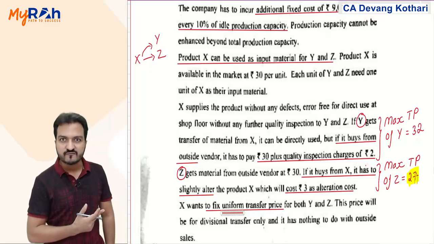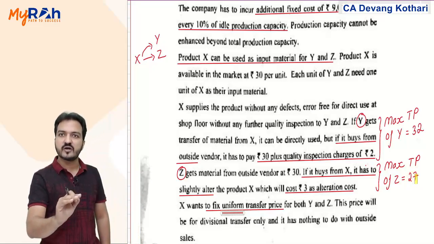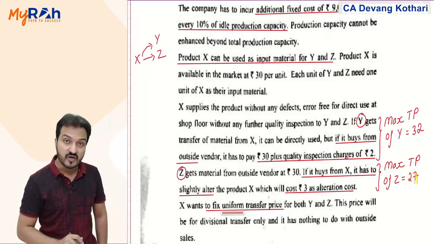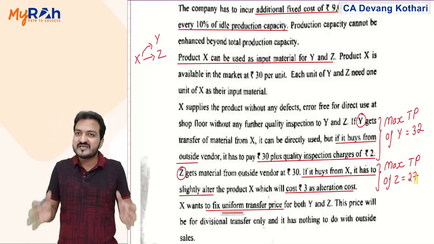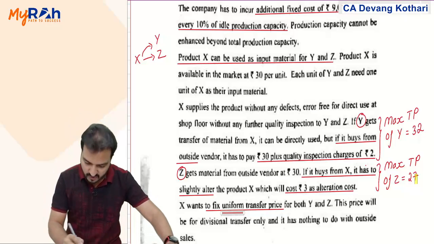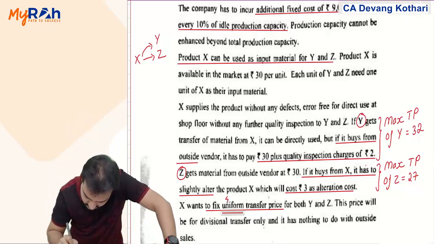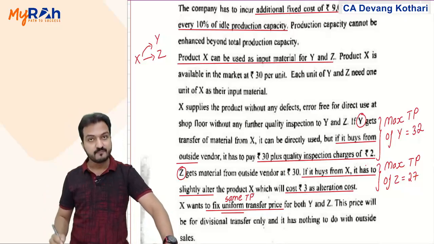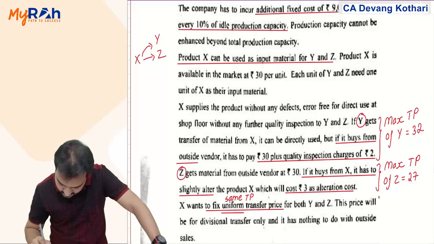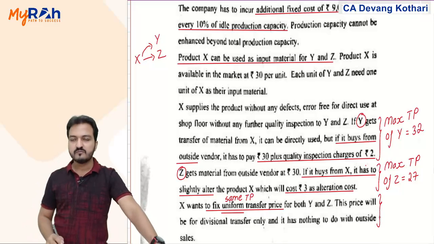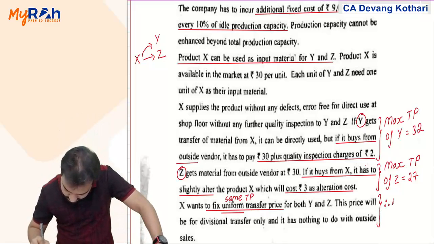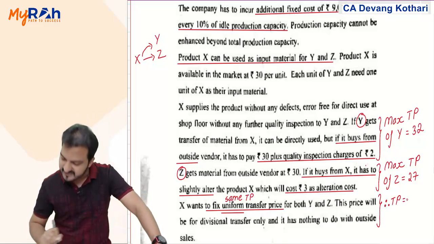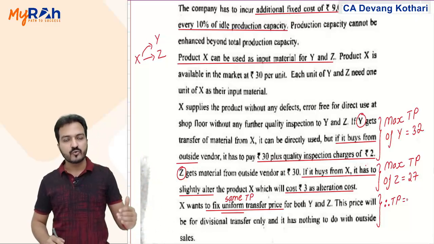But it is the policy of my company to fix a uniform transfer price for both. So the transfer price which I finally decide should be the same for X and Y, and the same for Y and Z. So uniform transfer price means I should charge the same TP for both. If I have to charge the same TP for both, I can say therefore I will decide the transfer price as 32 or 27.